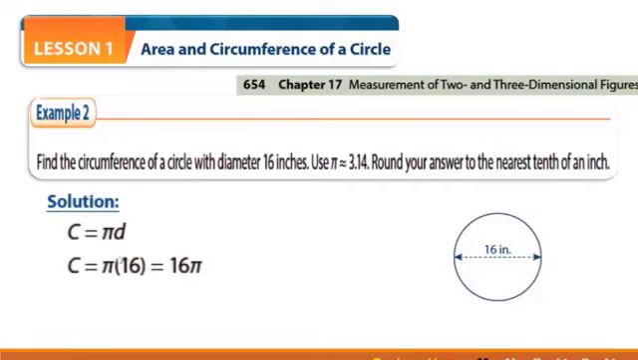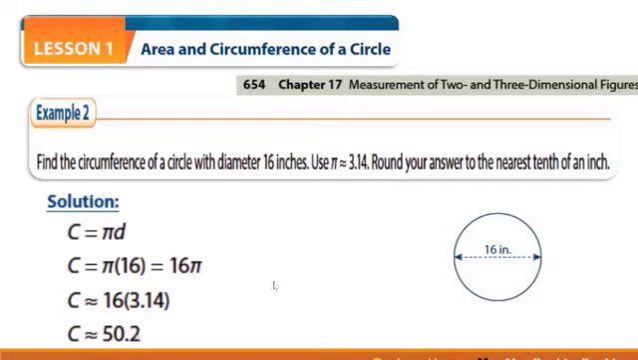So pi is 3.14 and D is 16. I start with D, which is 16, so the answer will be 16 pi. Then I change pi to 3.14. This bracket means multiplied. So 16 multiplied by 3.14. This will be my answer after rounding to one decimal place, meaning tenth.